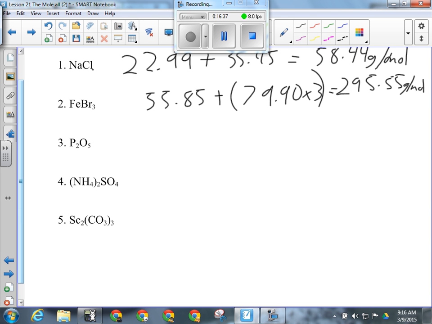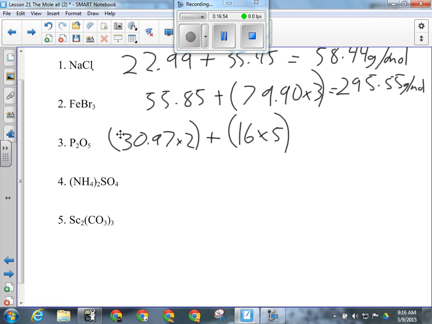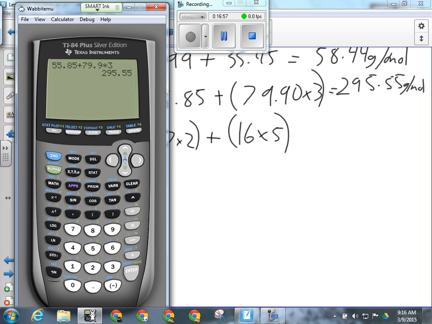Okay, so for number 3, we've got diphosphorous pentaoxide. So to calculate this one, we need to take phosphorus, which is 30.97, and multiply it by 2. Okay, and add that to 5 oxygens. So we got 30.97 times 2 plus 80, right? 16 times 5 is 80. And we'll just put it in.